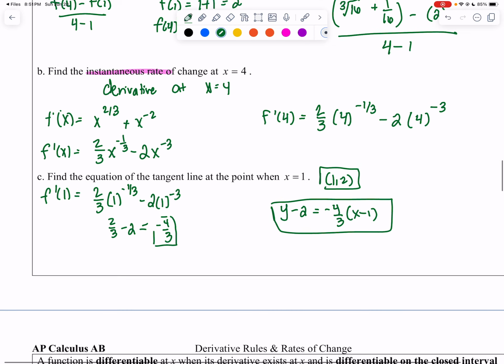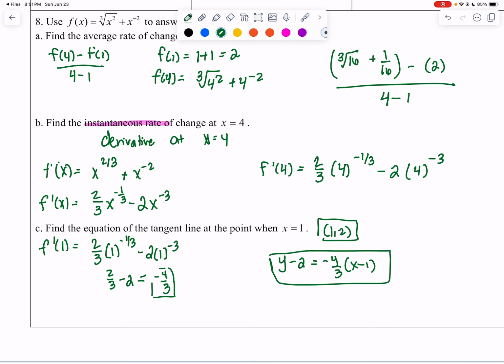All right. So that is the power rule. In the next video, we'll talk more about applications on rates of change and all of the other good stuff.